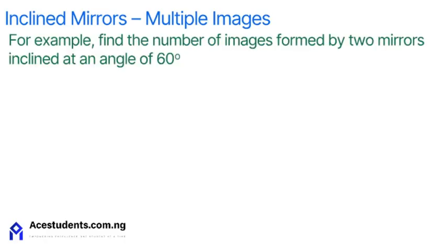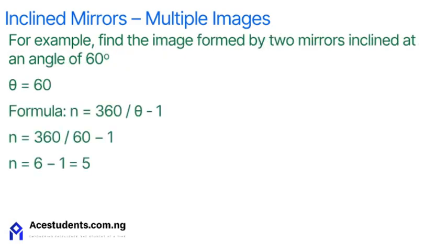For example, let us find the number of images formed by two mirrors inclined at an angle of 60 degrees. If theta is 60 degrees, number of images equals 360 divided by 60, minus 1. That gives 6 minus 1 equals 5 images.